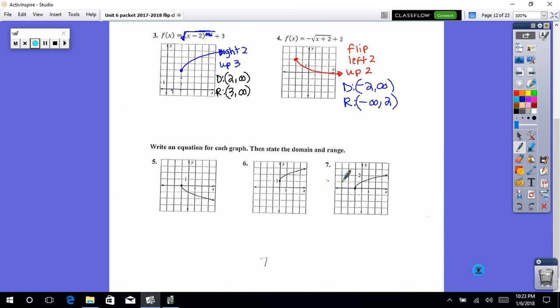Okay, a little different down here with these guys. They gave us the graph and want us to write the equation. Maybe it's easier to do the domain and range first, so let's go ahead and do that. Domain, this one is -1 to infinity. The range, lowest point is negative infinity all the way up to a y value of 0.